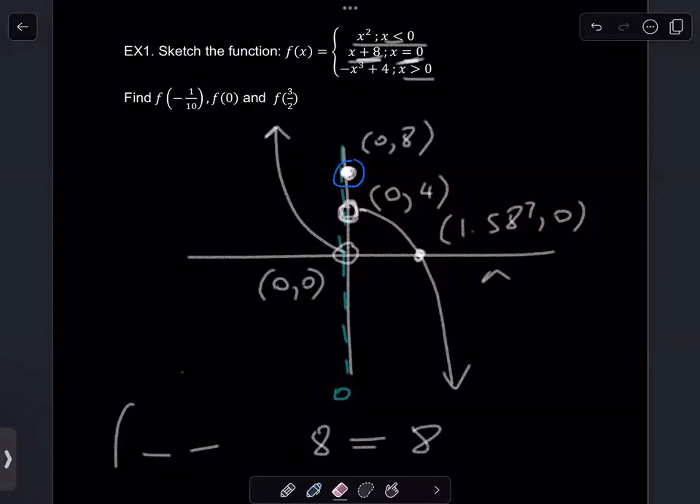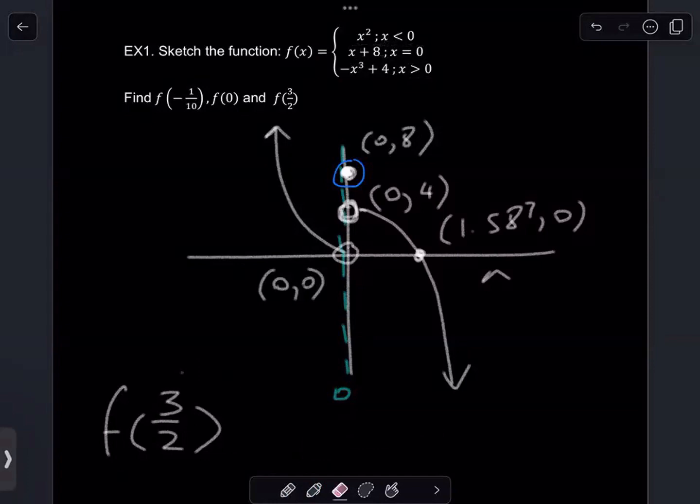Okay, let's deal with the last one. We have f of 3/2. So how would we handle this? Well, the same steps. Our x input value is 3/2. Ask yourself, is that less than 0? Is it a value that's equal to 0? Or is it a value that is greater than 0? Well, clearly 3/2, or 1.5 in decimals, is greater than 0.